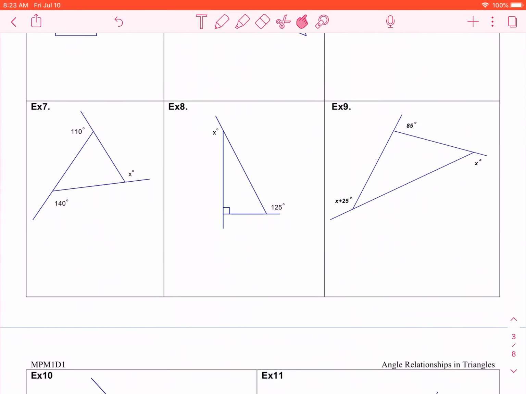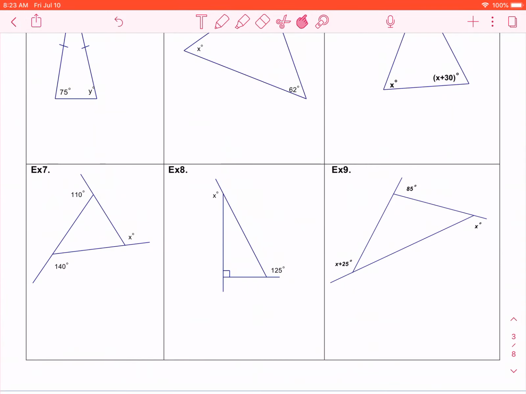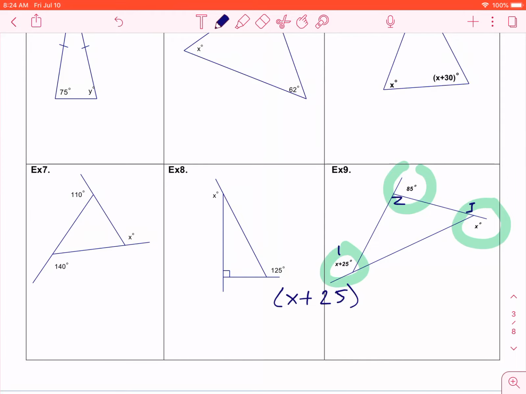For the exterior, let's see. We can take this one here on the left. Let's do example 9. Okay. So for exterior angle theorem, remember the 3 exterior angles add up to 360. So I'm going to take 1, 2, 3 angles. So I got x plus 25 plus 85 plus x equals 360. Okay, and remember now it's not 180 because we're dealing with the outside angles.